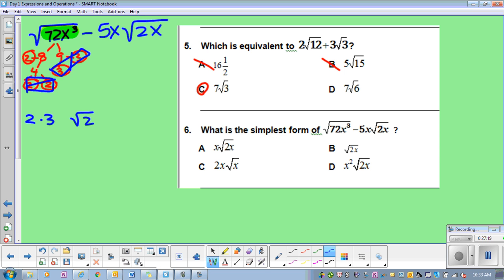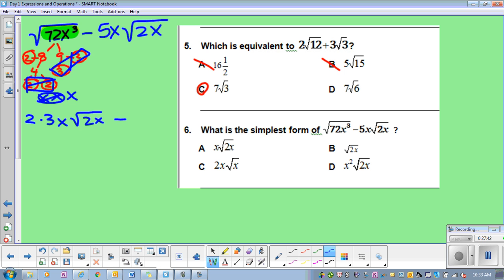Now look at your x's. You have 1, 2, 3 x's. How many groups of 2? Just the 1. So 1 can come out. What happens to this lonely 1? Goes inside. Goes back inside, right? So we simplify square root of 72x cubed.